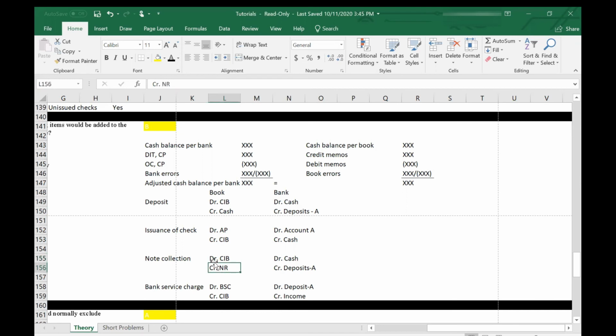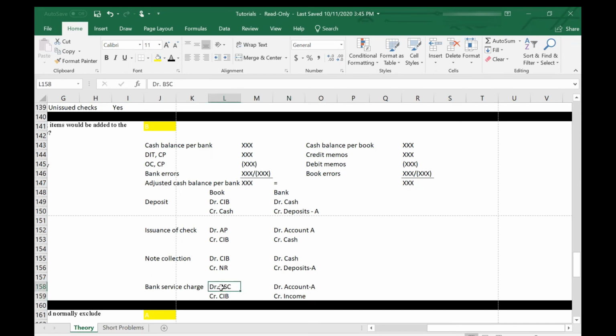If the bank charges you a bank service charge, the bank debits your account. The bank reduces your cash in bank balance, which is why your debit memos, you deduct it from your cash balance per book. And then the bank will debit your account. It will credit income. No, it's the income from the bank's perspective.